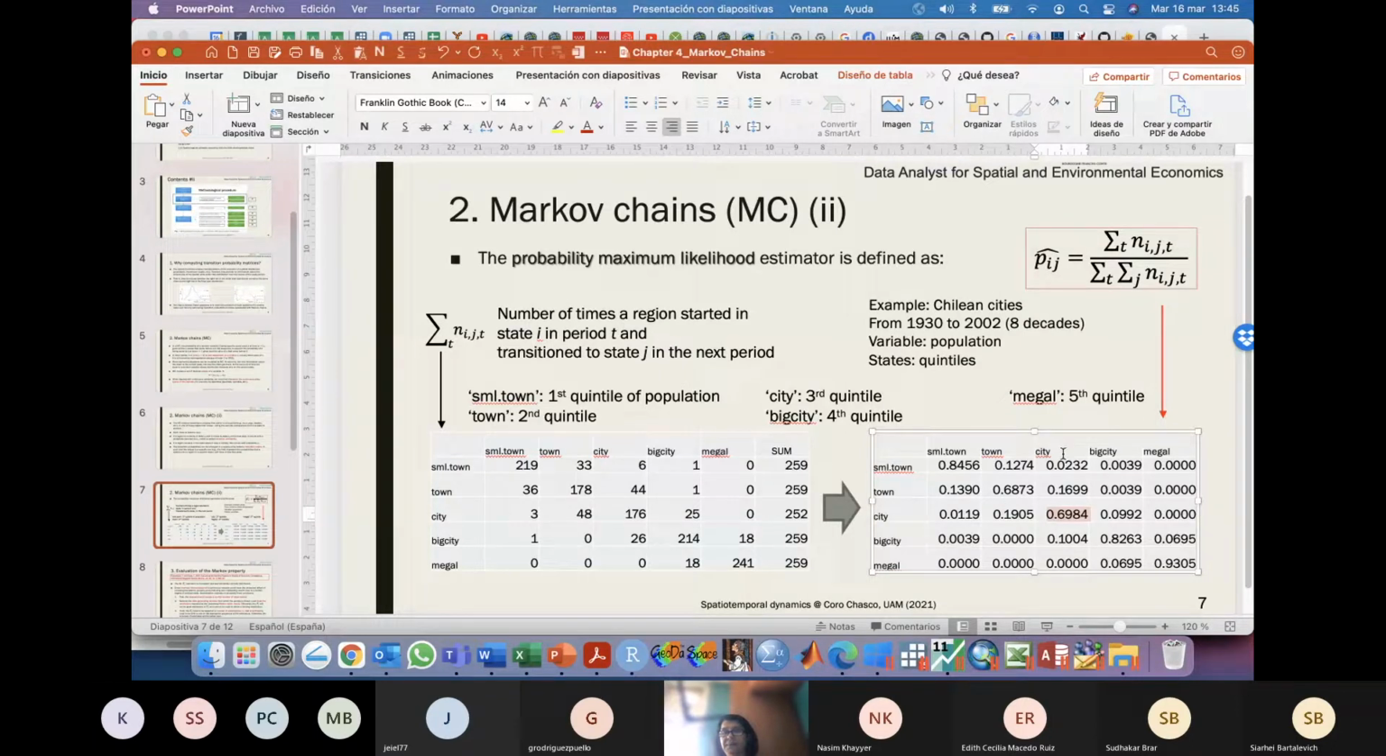If, for instance, a city starts being a city, with 70% probability in the next step it will keep being a city, but I have a 17% possibility that this city converts into a town, because it can lose population. Or it can even grow: it gets population with 10% probability, and in the next step it could be a big city. So it goes from city to big city. Okay.